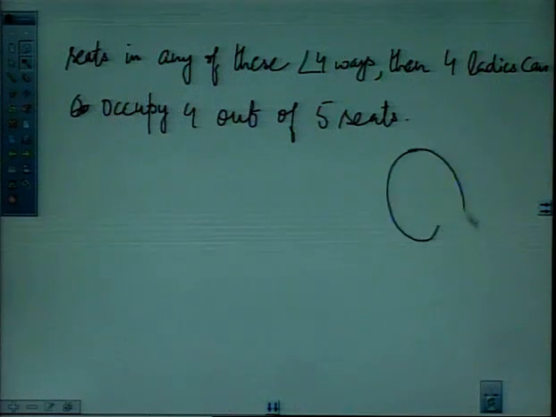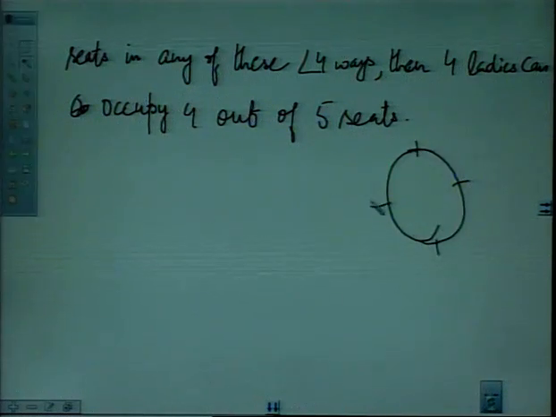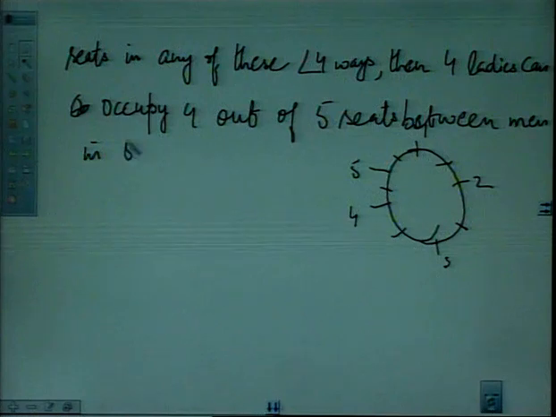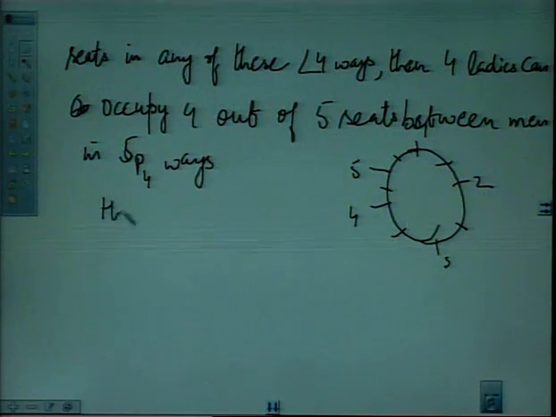Let us see how. We have 5 gentlemen. Let us make them sit round the table like this: 1, 2, 3, 4, 5. Now with 5 gentlemen, how many spaces are left in between? 1, 2, 3, 4, 5. And there are 4 ladies. They can occupy 4 out of 5 seats between men in 5P4 ways.